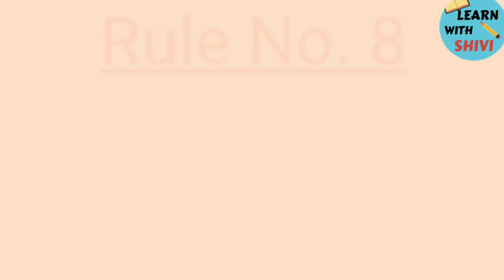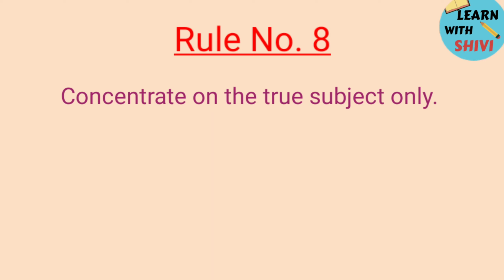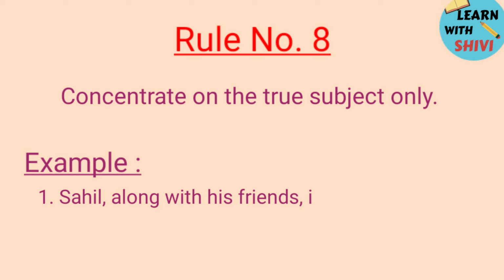Rule number 8. Search for a true subject and don't get misled by any phrase that comes between the subject and the verb. For example, Sahil along with his friends is arriving tomorrow. Over here, we do not have to get disturbed by the presence of the phrase along with. We have to concentrate on the true subject, which is Sahil, and then use the verb accordingly. Similarly, in the second example, listening as well as speaking is very important. Over here also, the verb is in accordance to the true subject only.